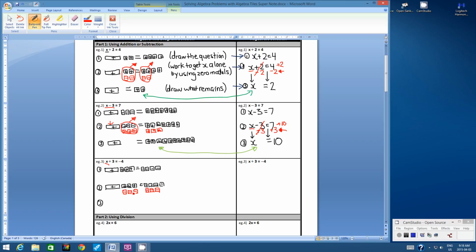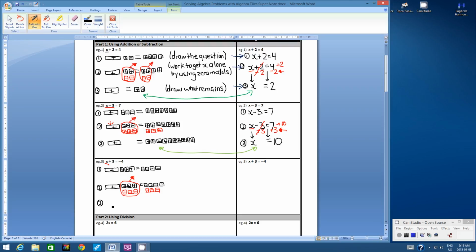Now, once you draw the 3 negative tiles on the left-hand side, you'll have a zero model, and that's exactly what you want. You always want to create a zero model on the left-hand side. Now, are there any zero models created on the right-hand side? No, and that's okay. That doesn't always happen.